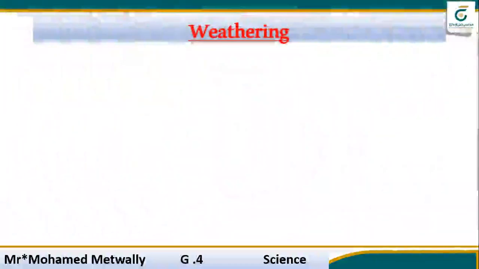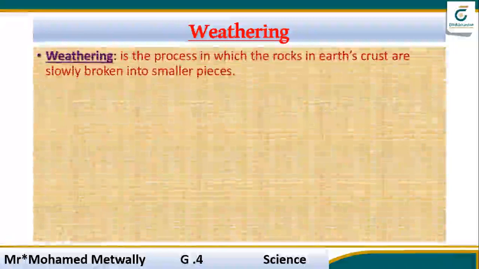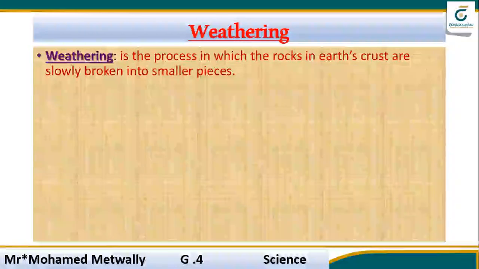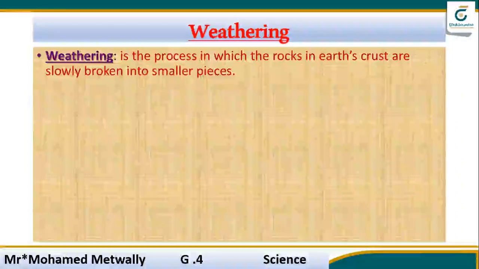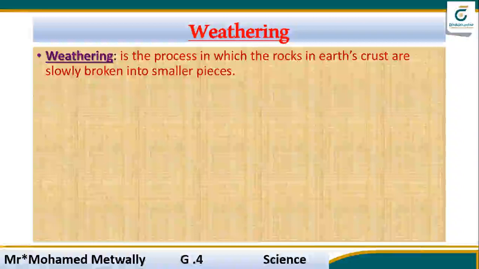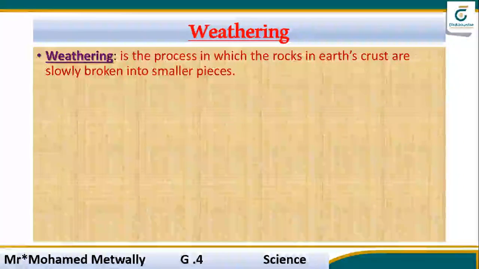In the beginning, we need to know the definition of weathering. What is weathering? Weathering is the process in which the rocks in Earth's crust are slowly broken into smaller pieces. By another definition, we can say weathering is the wearing away or change in the appearance or texture of something by long exposure to the air.